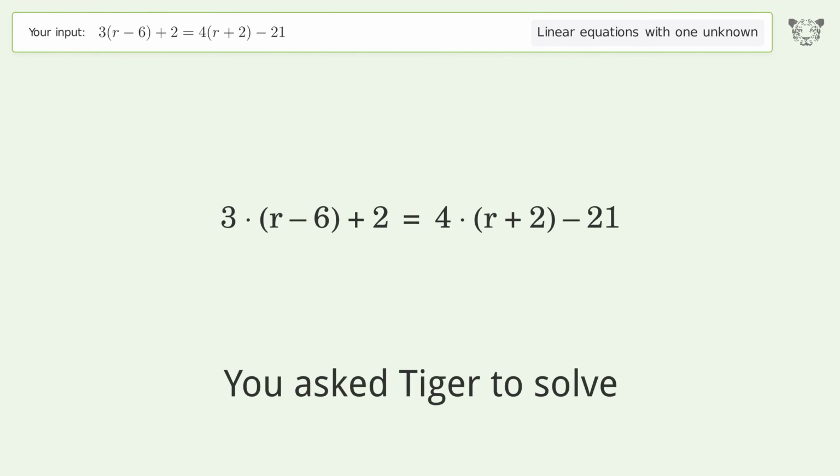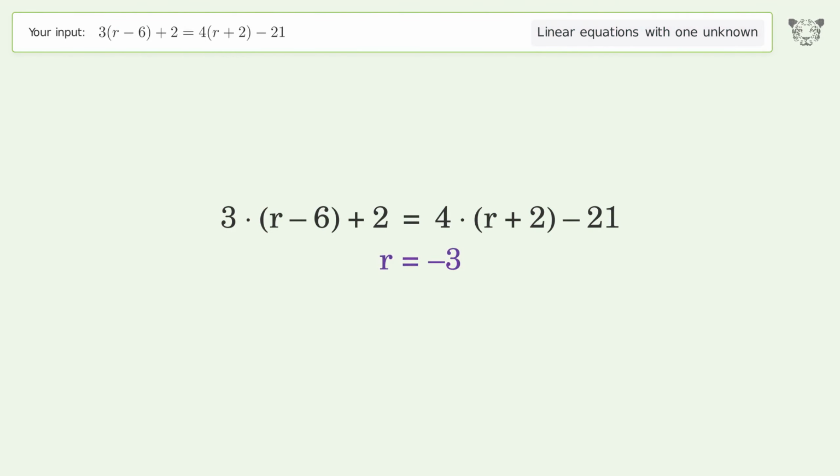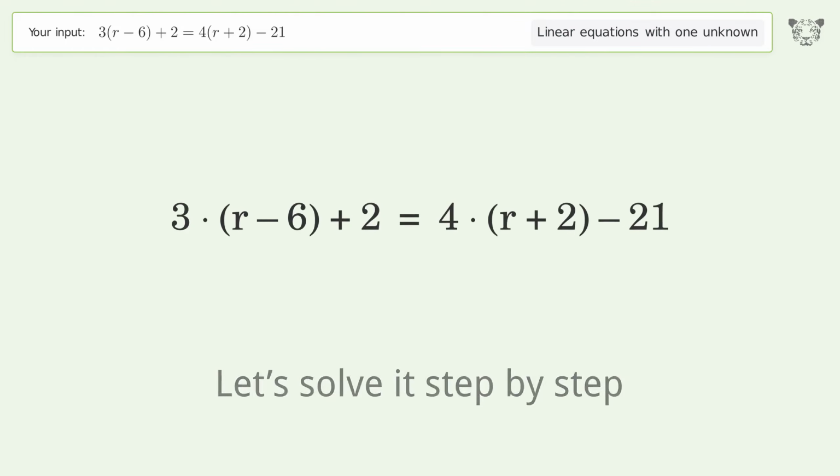You ask Tiger to solve this. It deals with linear equations with one unknown. The final result is r equals -3. Let's solve it step by step.